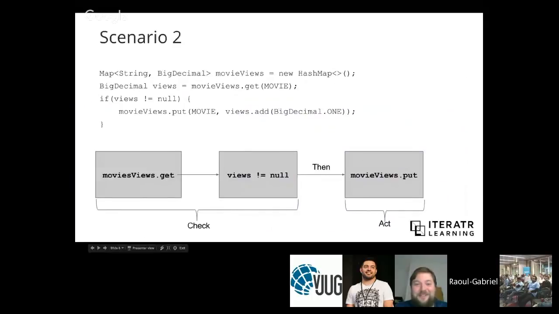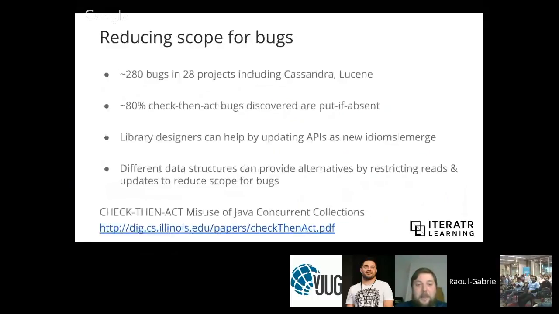So, the slide here covers what we've just described. But what's interesting here is you may be thinking, hold on, guys, that looks a bit like a contrived example. Well, there's some research that looked at a few very famous open source Java projects, including Cassandra and Lucene. And what they found is that actually 280 bugs in those projects were related to this check-then-act pattern in the context of concurrency.